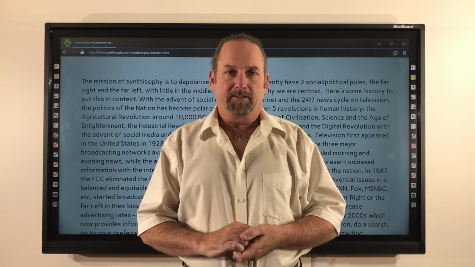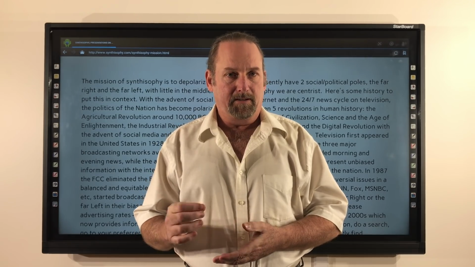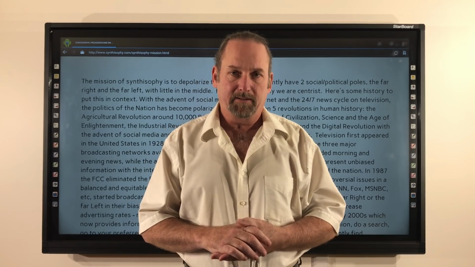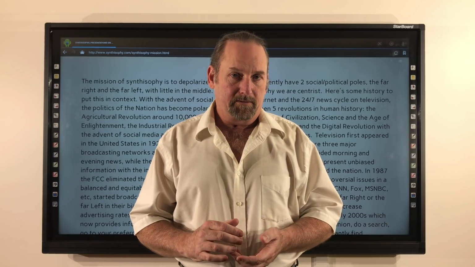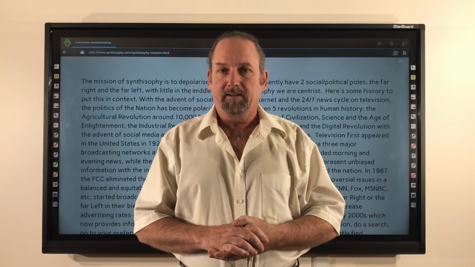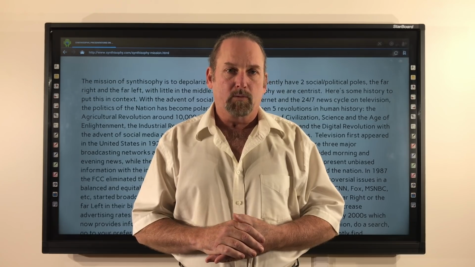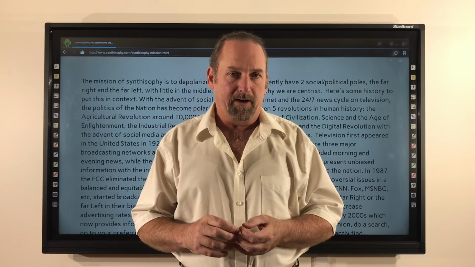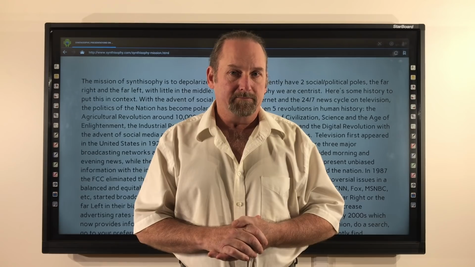Television first appeared in the United States in 1928. From there, by the 1940s until the 1980s, there were three major broadcasting networks: ABC, CBS, and NBC. These three networks provided morning and evening news, trying to present unbiased information to help society. In 1987, the FCC eliminated the Fairness Doctrine, which required broadcasters to cover controversial issues in a balanced fashion, providing information both for and against any political issue.